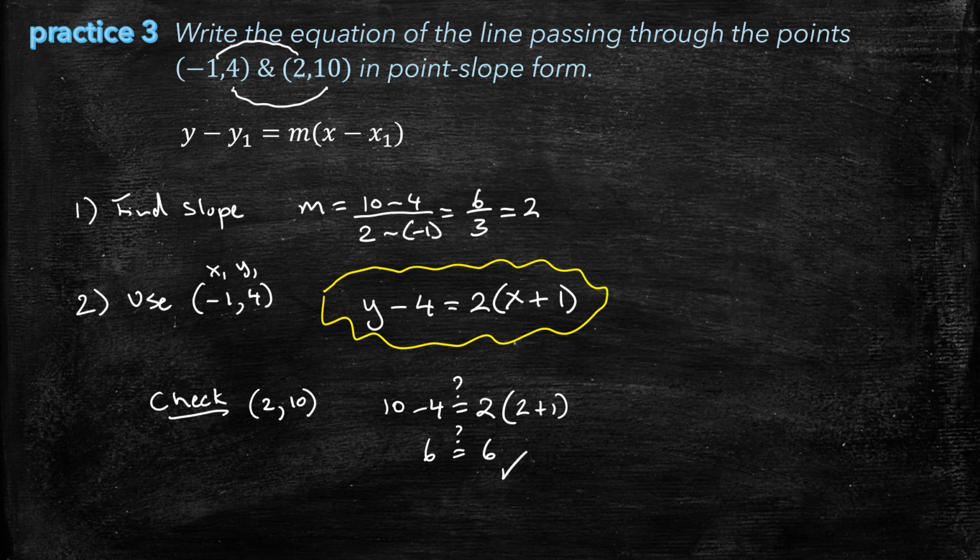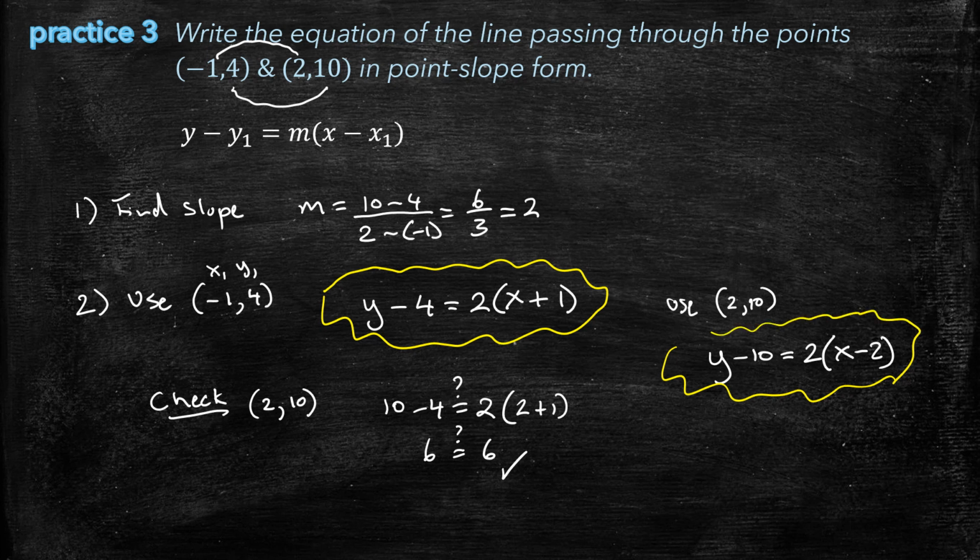And like I said, you could have done it the other way as well. You could have used, let's just show this one more time, 2, 10, and then you would have got y minus 10 equals 2 times x minus 2. That's valid. In fact, if you solved both of these, if you isolated y in both of these equations, you could prove that they come out to be the same. You'd get the same slope-intercept formula for both of them.